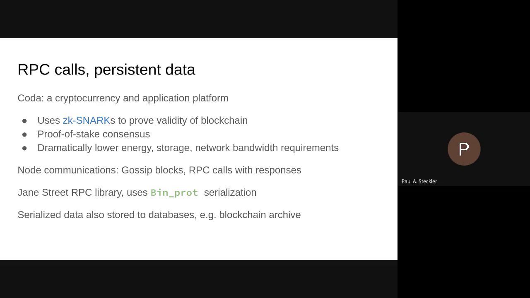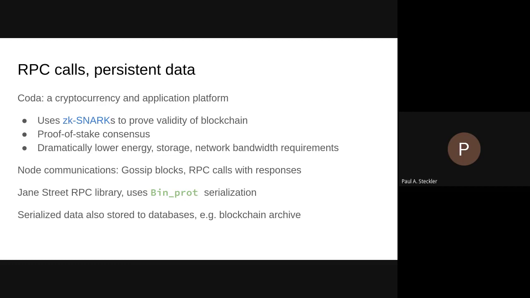Okay, the pretext for writing this library is we've been doing work on Coda, which is a cryptocurrency and application platform, and it uses the method of zk-SNARKs, a kind of zero-knowledge proof system, to prove the validity of our blockchain. And Coda is using a proof-of-stake consensus mechanism, and those two features, the zero-knowledge proofs and the proof-of-stake mechanism, make it so that Coda has dramatically lower energy requirements, storage requirements, and network bandwidth requirements when you compare it to other blockchains such as Bitcoin.